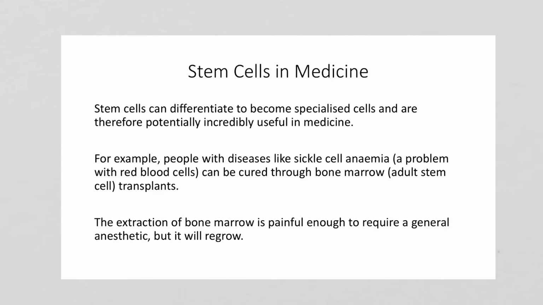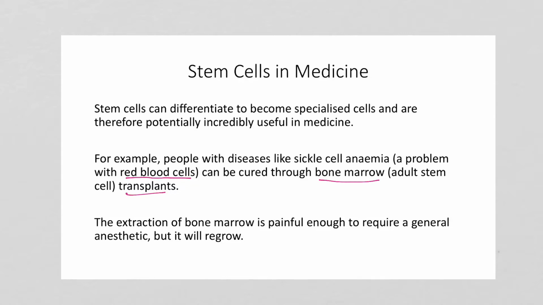People with sickle cell anemia, that's a problem with red blood cells, could be cured through a bone marrow transplant, so getting bone marrow from somebody else. Bone marrow contains adult stem cells. Those adult stem cells can divide through mitosis and then differentiate to become red blood cells. So if you have a problem with your red blood cells, getting somebody else's bone marrow can potentially treat or even cure that condition. That's a case of using adult stem cells.